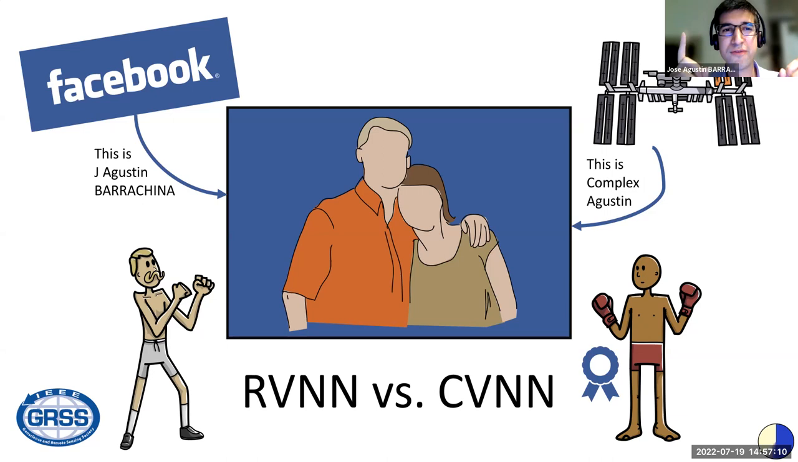And here's where the fun part of my thesis began, the fighting. So on one side, we have the well-known and conventional real valued neural network. And on the other side, we have the new complex valued neural network. They'll be fighting against each other to see who can better classify or segment different pulsar images.